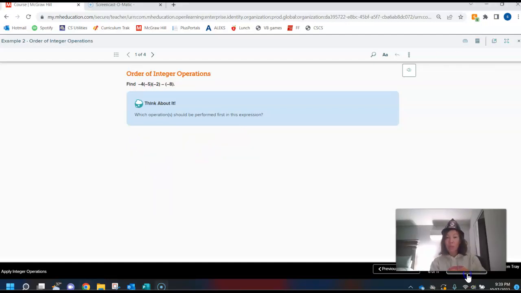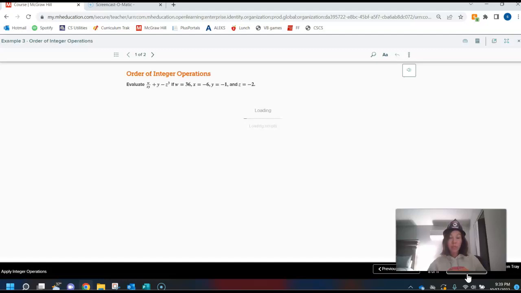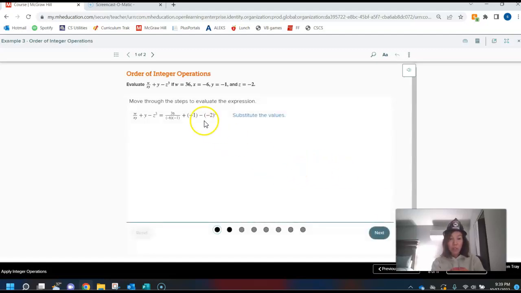Okay, moving along to page 168. Again, you have to also be able to evaluate expressions. So if I want to evaluate w over x times y plus y minus z cubed, it's a lot. So it looks complicated, just take it one step at a time.